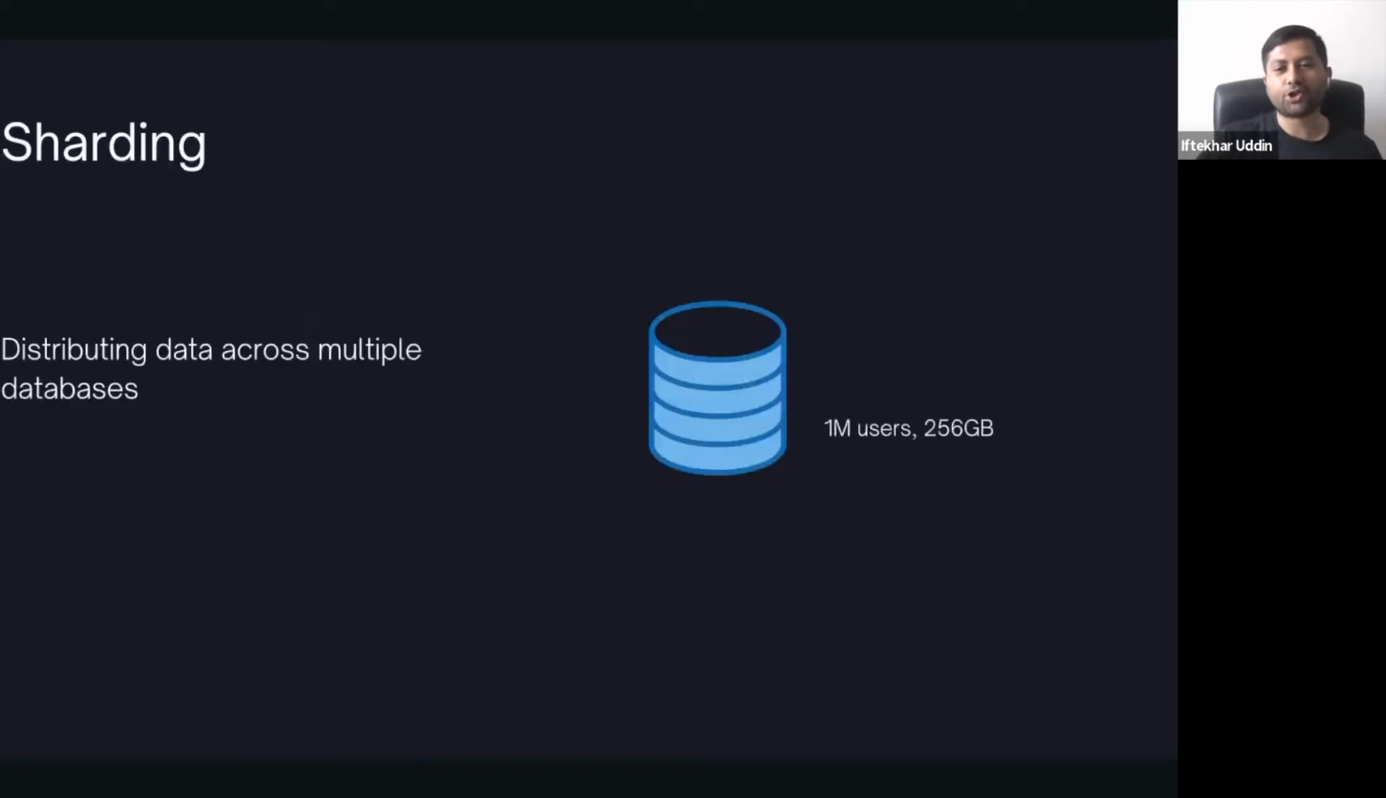Sharding. All right, let's talk about sharding. So sharding is basically splitting your data across multiple databases and servers. It's like an optimization technique to achieve horizontal scalability in databases.